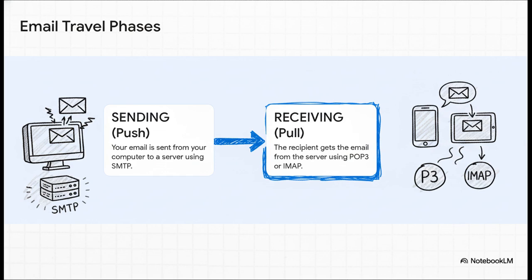Then there's the receiving part, where the email is pulled down to the recipient's phone or laptop by either POP3 or IMAP. That's the mail carrier delivering it right to their door.